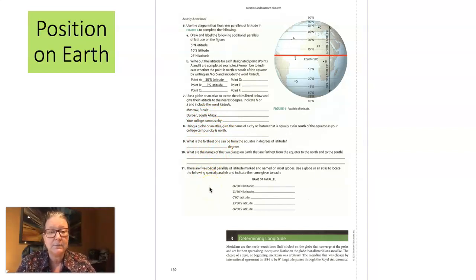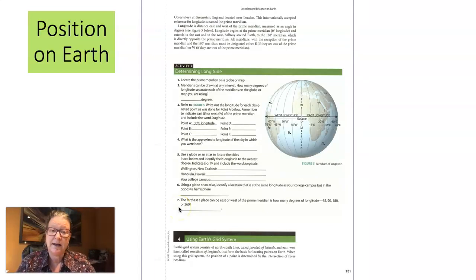The one that students sometimes have trouble with is number 11. And it asks you to name 5 special parallels. And I think if I give you one of the answers, you'll get the rest. So I'm going to do this first one. 66 degrees, 30 minutes north is known as the Arctic Circle. So that should help you out with the other ones.